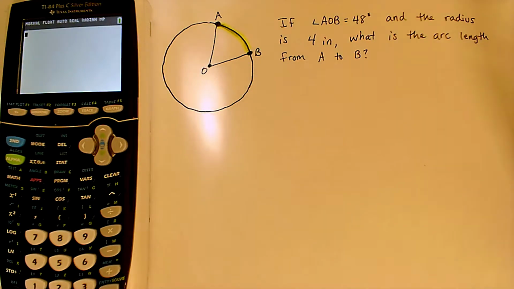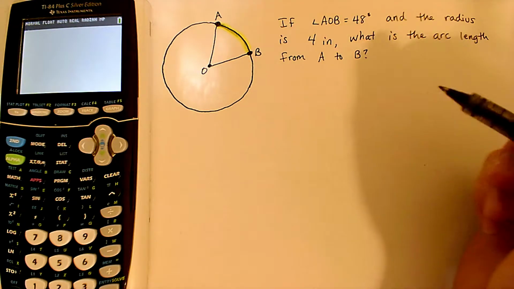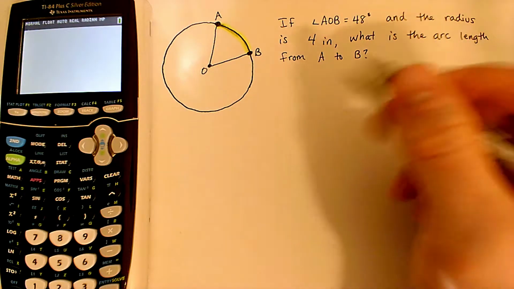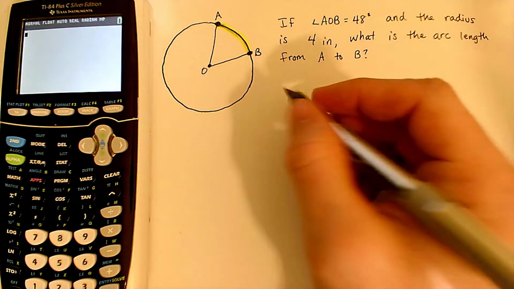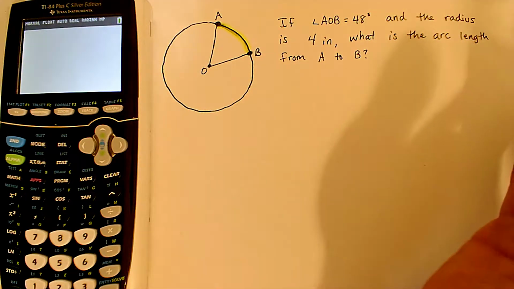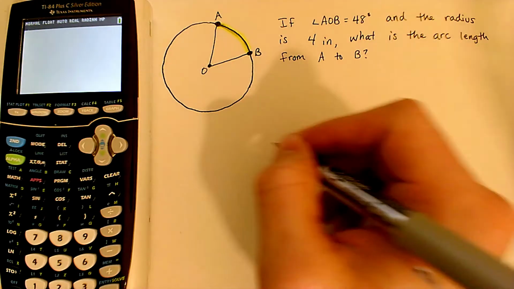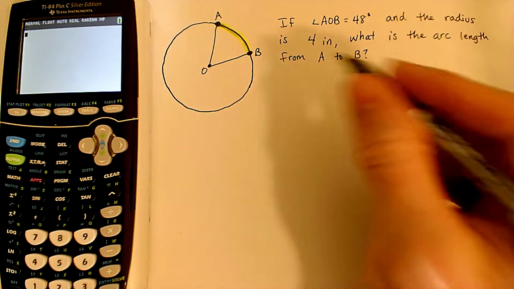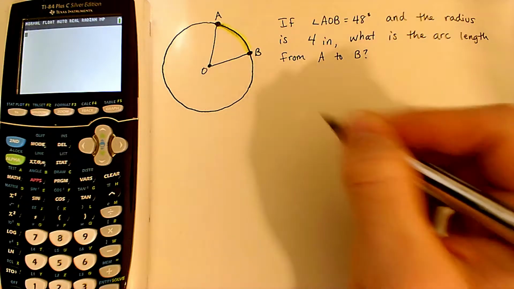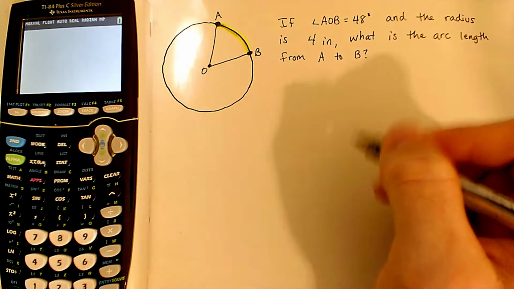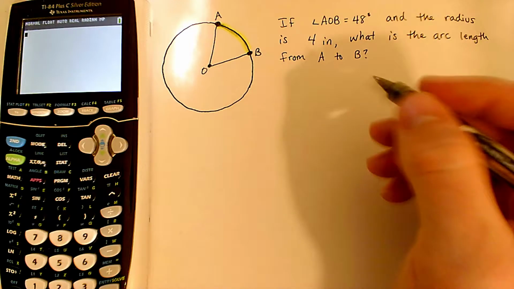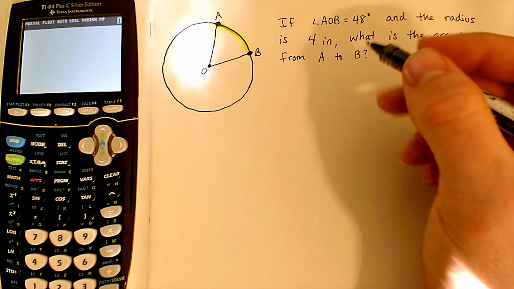Okay, here's another example where we're actually going to be finding the arc length of the circle now and not the area. We do it the same way we would do the area of a sector, except when we set up our ratio, we're using the circumference of the entire circle instead of the area of the entire circle. So instead of finding area, we're actually going to go ahead and find circumference first.